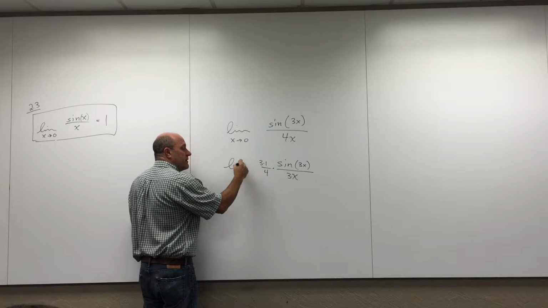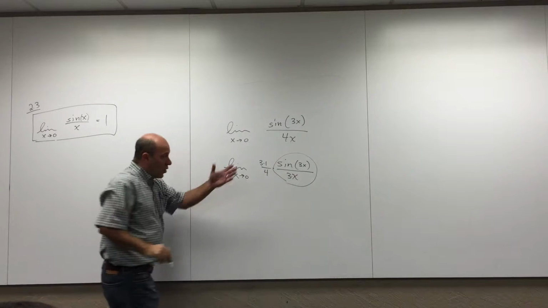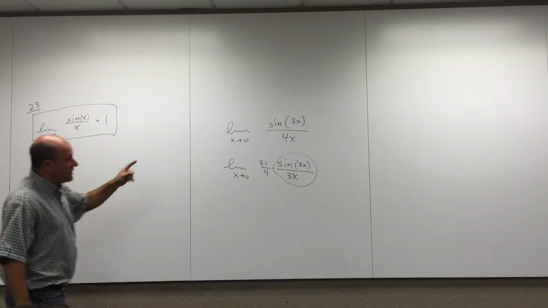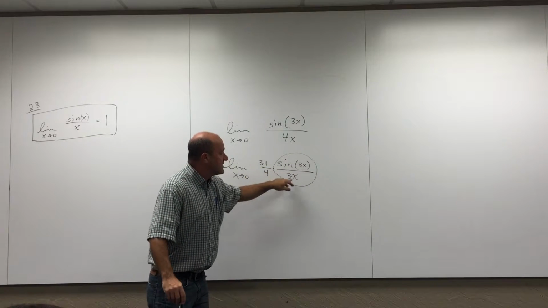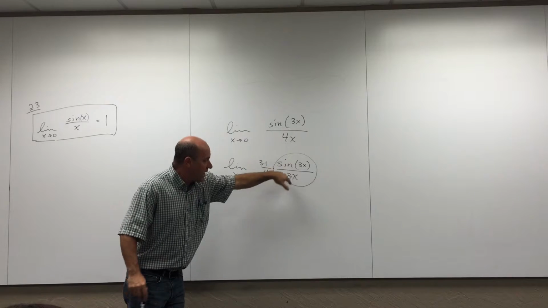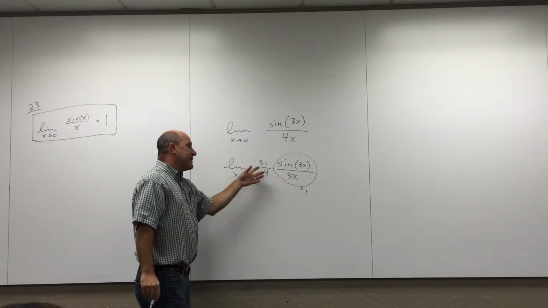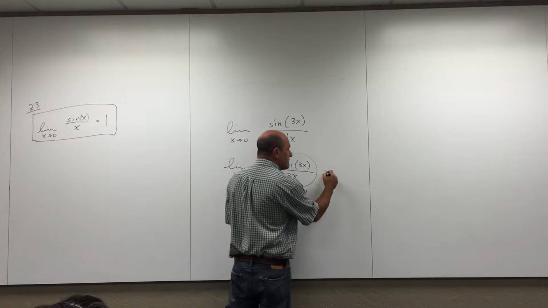Now I'm doing the limit as x goes to 0, and according to what I'm saying, that fits the theorem. Doing the limit as x goes to 0, this matches this. The quantity is going to 0. X is going to 0. This quantity is going to 0. I can grab that and call it a 1. 1 times 3/4 is 3/4. And that's my answer.